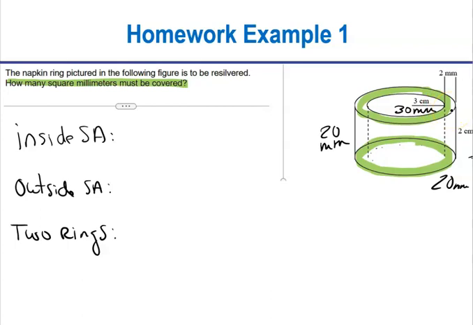Okay, so the surface area on the inside. Now, we know this is a cylinder, right? Now, do we need the base? Because there is no base. A napkin goes in the middle of there, so there is no base. We're just doing lateral surface area. Do you remember the formula for a cylinder?